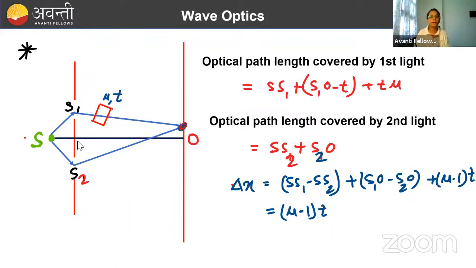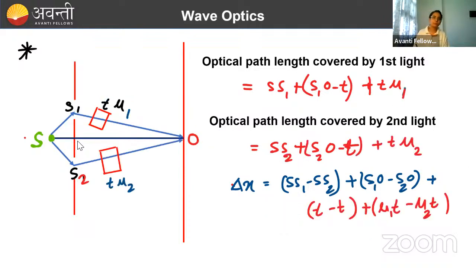Just remember, in whichever direction you insert the slab, in that direction only the central maxima will shift. Some questions also ask by how much it will shift, or how many fringes will shift because of this slab. So simply equate this extra path difference to n lambda. That n will give you the number of fringes that are shifted. You must have studied this in your JEE Mains.